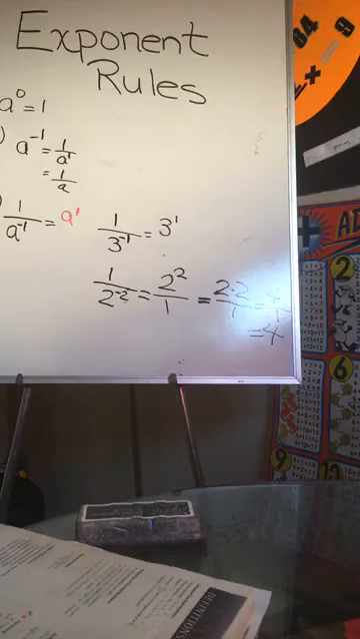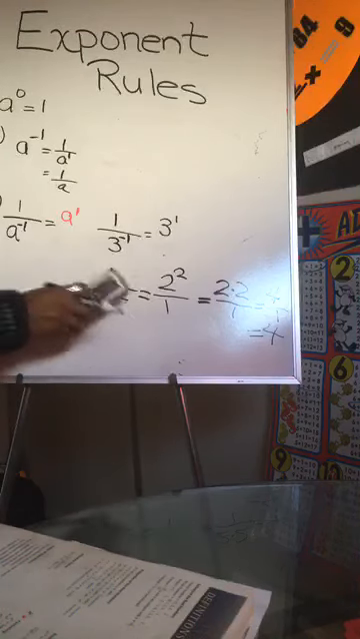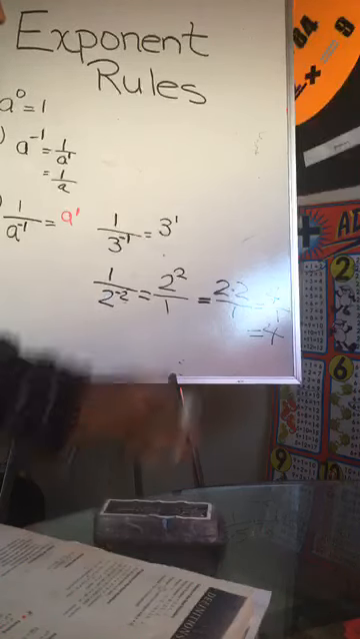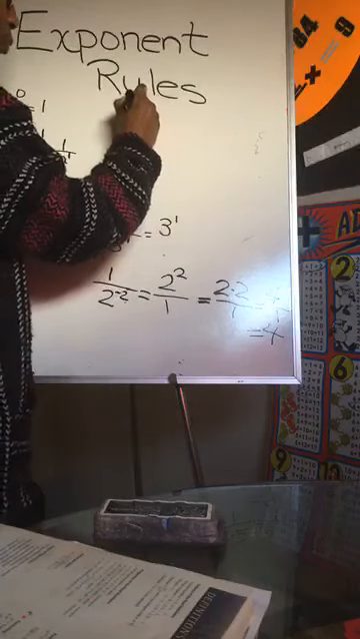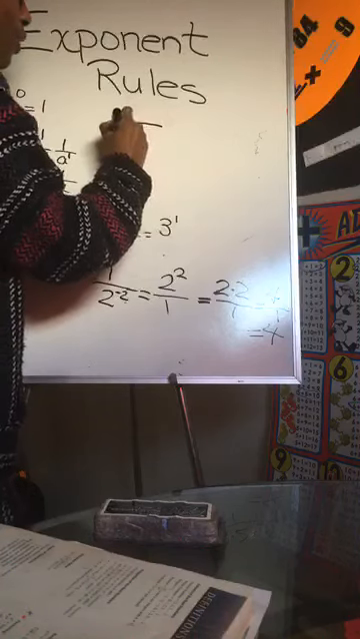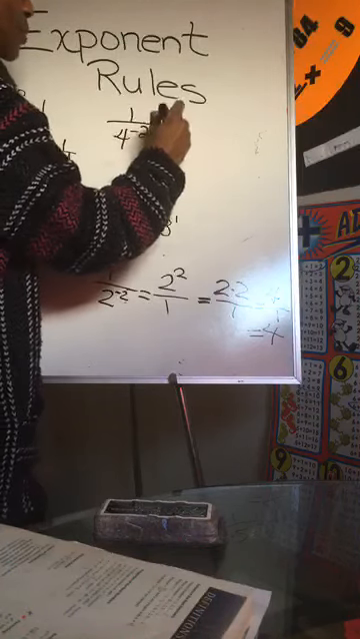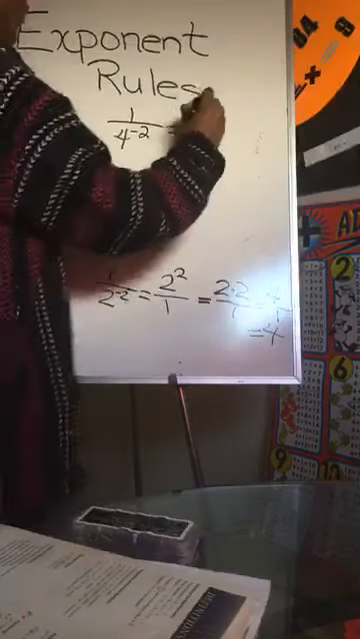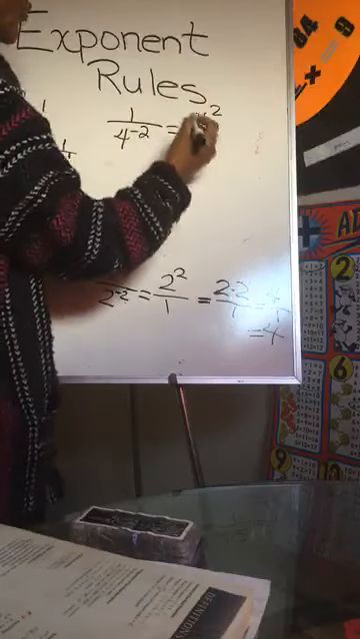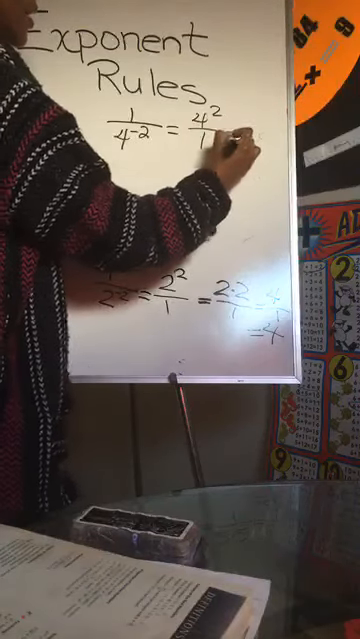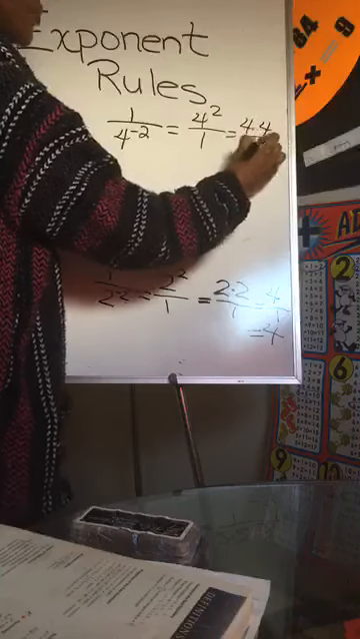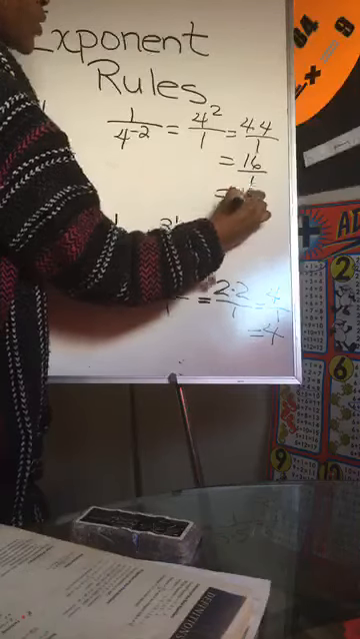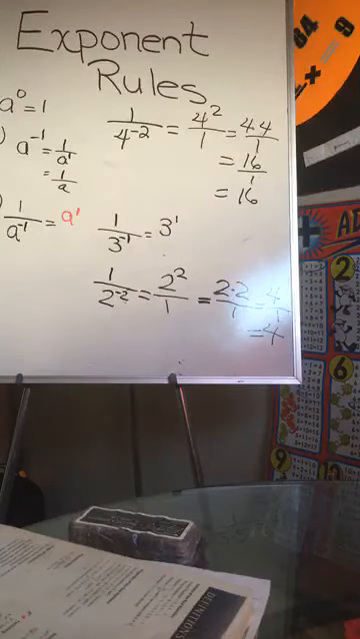So what if we had, I'm going to erase this because my board is going to get tight, so I'm just going to come up here and do another example. What if we had 1 over 4 to the negative 2? That would be 4 squared, or 4 raised to the positive 2. And then that's 4 times 4 over 1, which is 16 divided by 1, which is equal to 16.